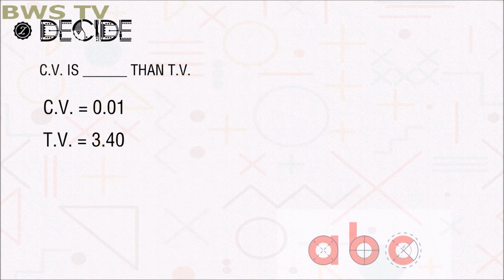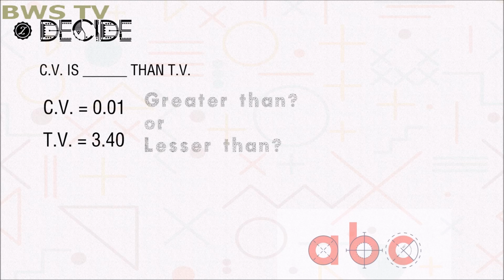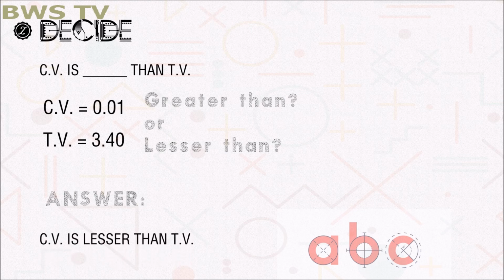Next is the decision making. Here we make use of the statements CV is greater than TV or CV is lesser than TV. So of course 0.01 is lesser than 3.40. So we have the answer CV is lesser than TV.